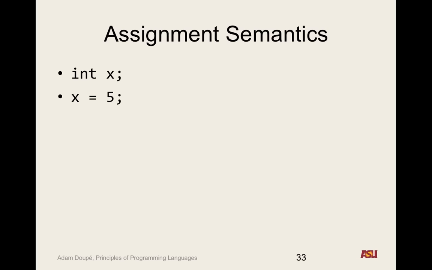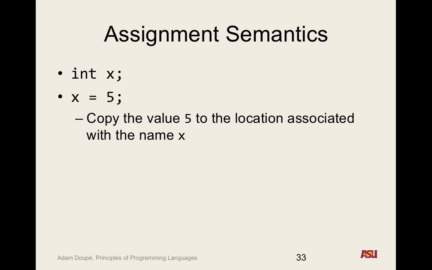Exactly. So the first statement, we saw in the last slide, defines a name X and binds that X to some location. And the second statement says, copy the value 5, so the right hand side here is the value, to the location associated with the name X. Does anybody have any questions or want to disagree with this definition? We should also specify that we're talking about C, so there's no operator overloading, so we don't have to worry that it's doing anything else weird.